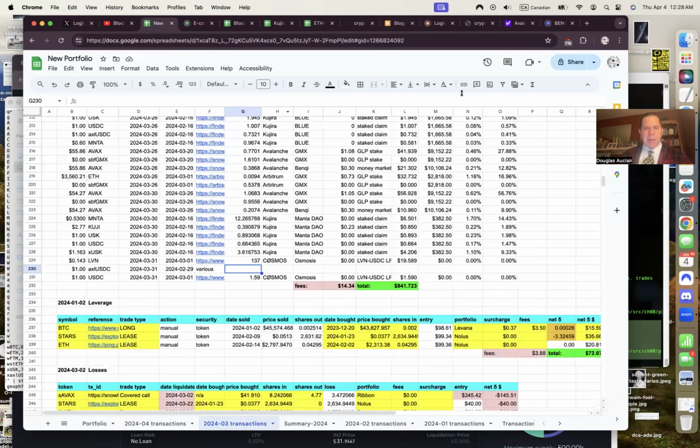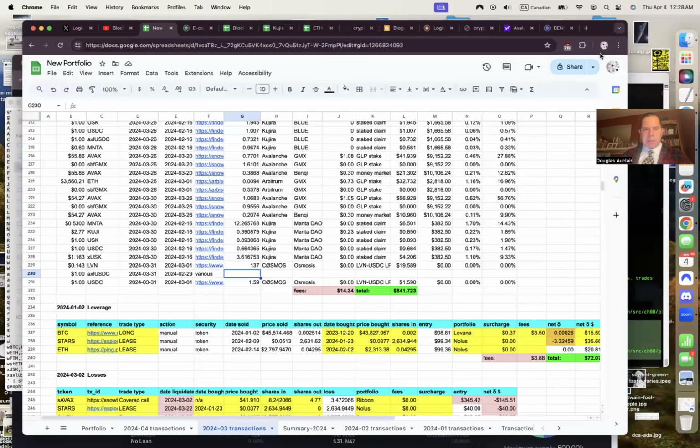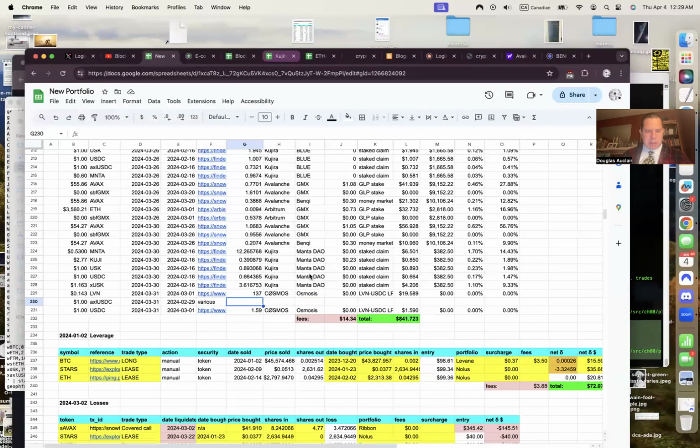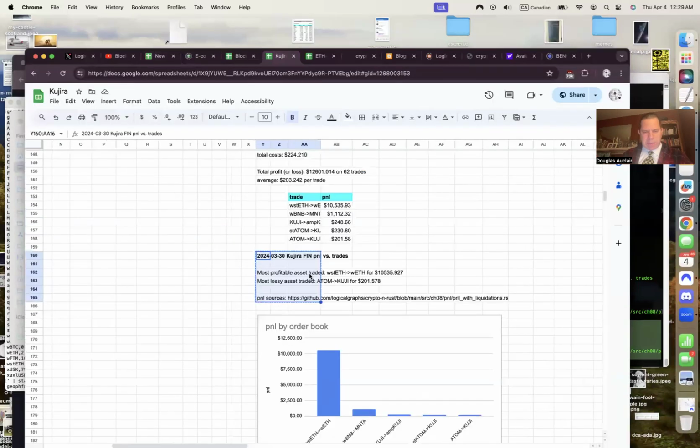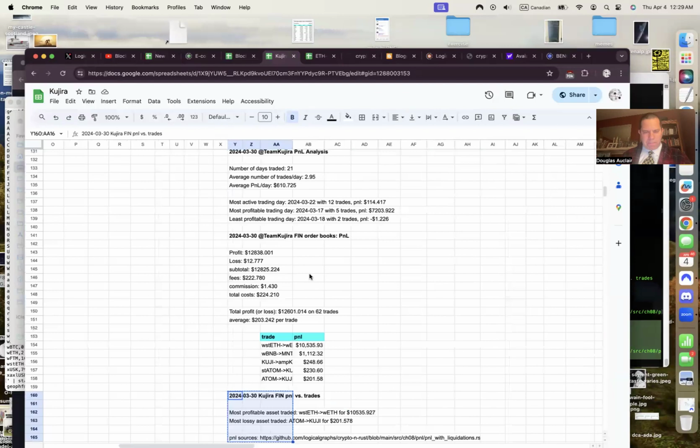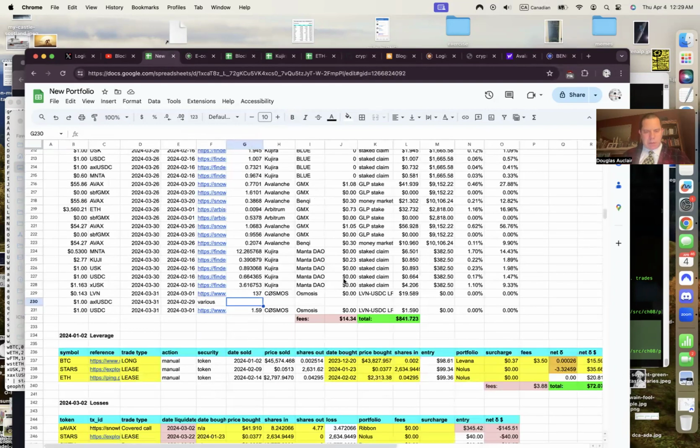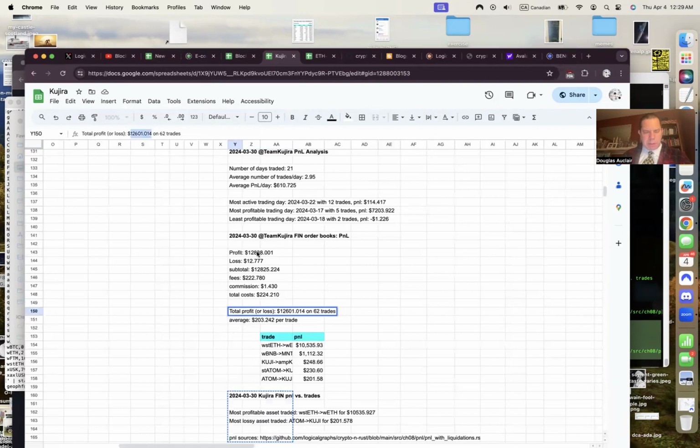So how much did I make? Let's go to the Kujira spreadsheet. And it tells me I made this much. 62 trades. That's total profit. I actually want to do the breakdown as well. So let me get that information. So profit, loss, subtotal. Let's get the subtotal.